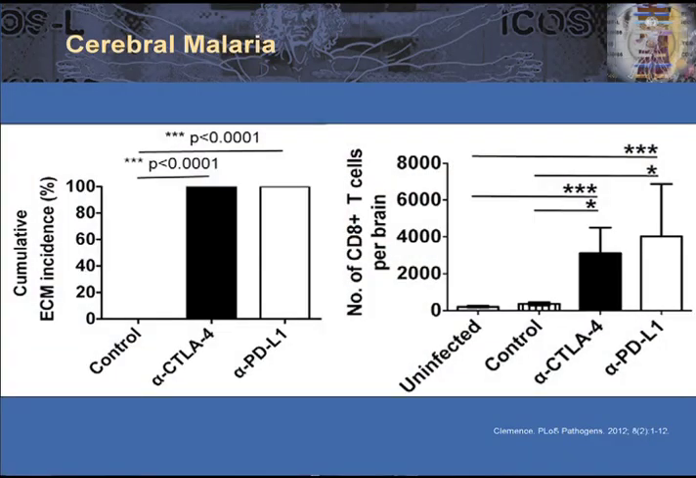Another situation where these inhibitory receptors are important is in malaria. In a mouse model of malaria, it's been shown that if you give antibodies against CTLA-4 and PD-1, in other words, if you block the co-inhibitory receptors, you can induce cerebral malaria. So shown on the left is the infiltration of CD8 T cells, which occurs when you block the co-inhibitory molecule CTLA-4 or PD-1. This is what causes the damage. It's not actually the infection, it's the immune response.